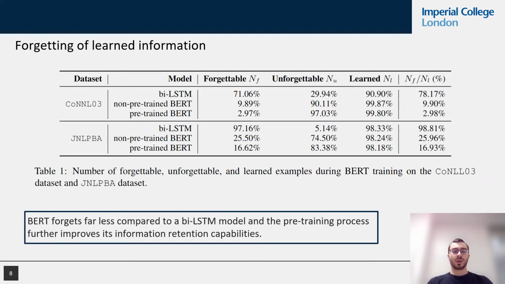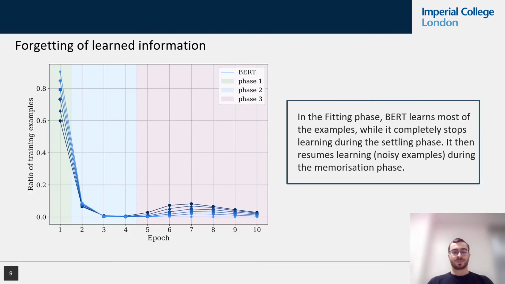Using these tools, we can study how BERT learns and forgets information during its training compared to, for example, a BiLSTM model or a non-pre-trained BERT. Here we show how BERT forgets much less compared to the BiLSTM model, and we can also see how the pre-training process plays a considerable role in retaining information during the training. A non-pre-trained model has a very similar learned example ratio, but a far higher forgettable examples ratio.